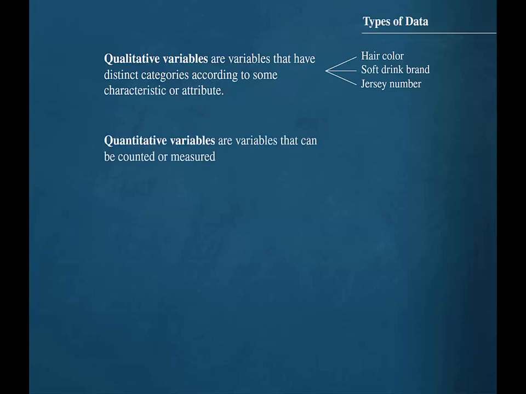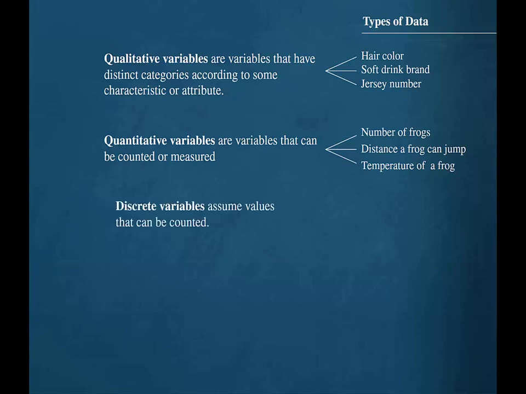Quantitative variables are variables that can be counted or measured. For example, the number of frogs in a jumping contest would be countable and therefore quantitative. Other examples would be the distance a frog can jump or the body temperature of a frog. Quantitative variables can be further classified into two groups, discrete and continuous variables.